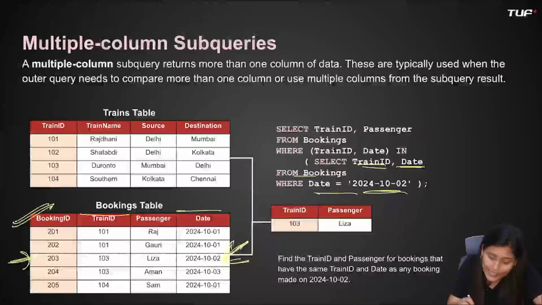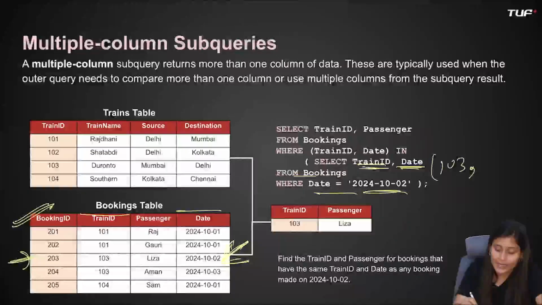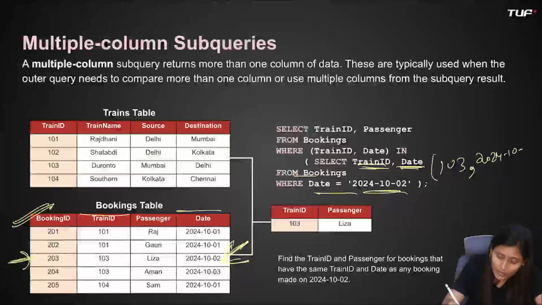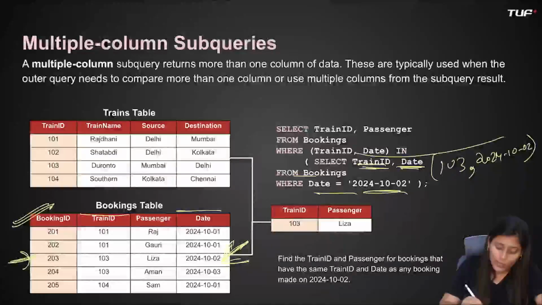We want to select train ID and date. So train ID will be 103. The result will be 103, comma, the pair of train ID and date it wants, right? So 103 will be the train ID and the date will be 2024-10-02, so 2nd of October. Now this will be the result of the inner query.